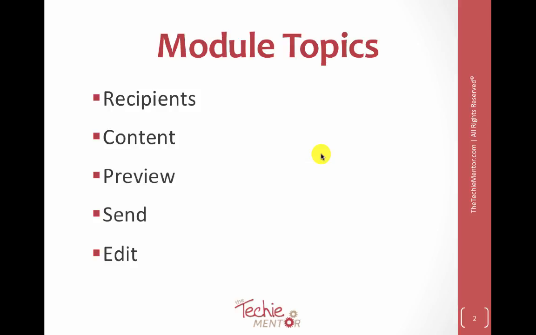Then adding the content, looking at it, and giving a preview of it. You can preview it on your screen, or you can send yourself an email preview. Then sending or scheduling it, so sending it immediately or scheduling it off in the future, and then how to go back and edit a broadcast. So let's take a look.